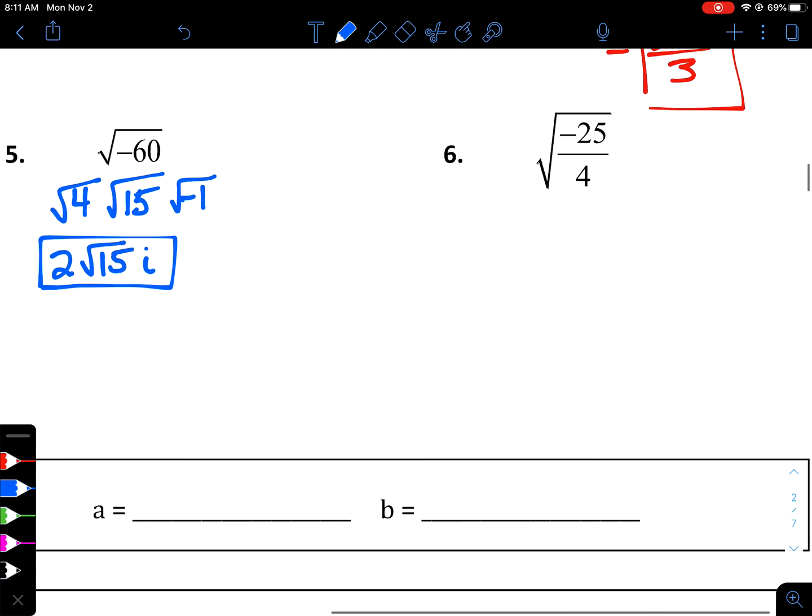All right, one last example. Let's see how this works with fractions. So, can't simplify negative 25 divided by 4, so let's just rewrite it as the square root of negative 25 over the square root of 4.